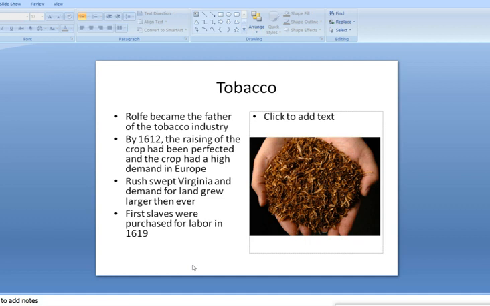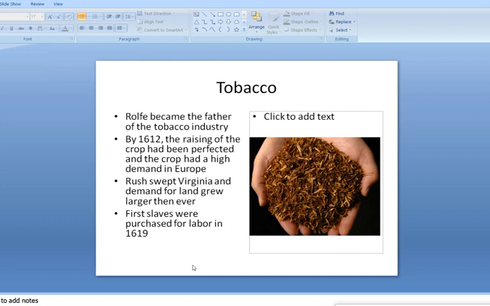Tobacco. Okay? John Rolfe became the father of the tobacco industry. And by 1612, the raising of tobacco had been perfected, and there was a huge demand in Europe. You got to remember, this is an addictive substance with a limited supply back then. If you used it, it showed how wealthy you were. It was a fashion symbol that also created an addiction. Tobacco fever is going to spread throughout Virginia.